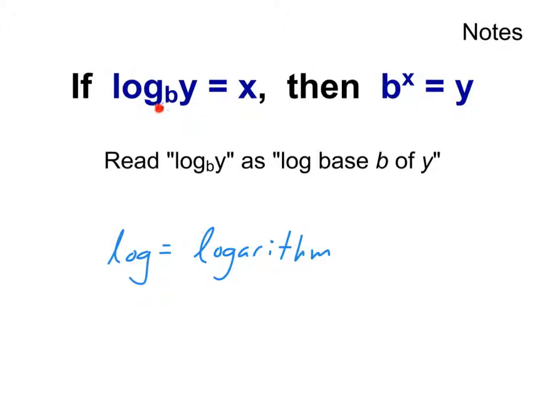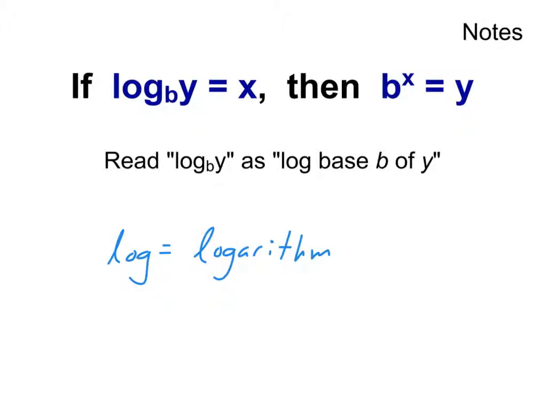Now when I read this over here, notice it's log little b y. We don't want to go through life though reading log little b y. So that little b there, it's actually called the base of our logarithm. Just like this b is called the base of the exponential. So we read it as log base b of y.